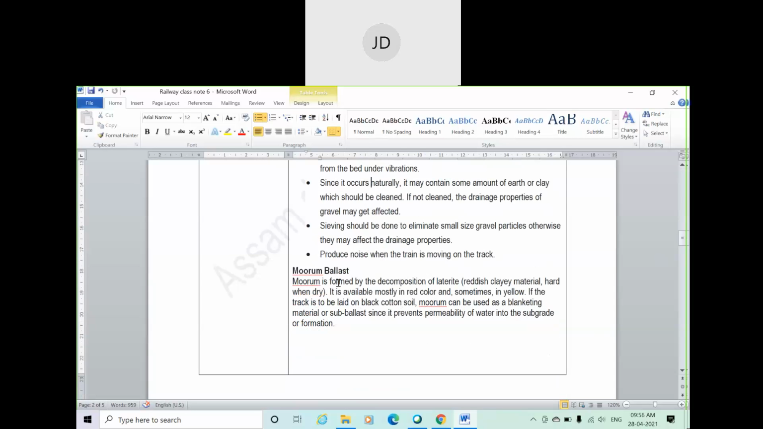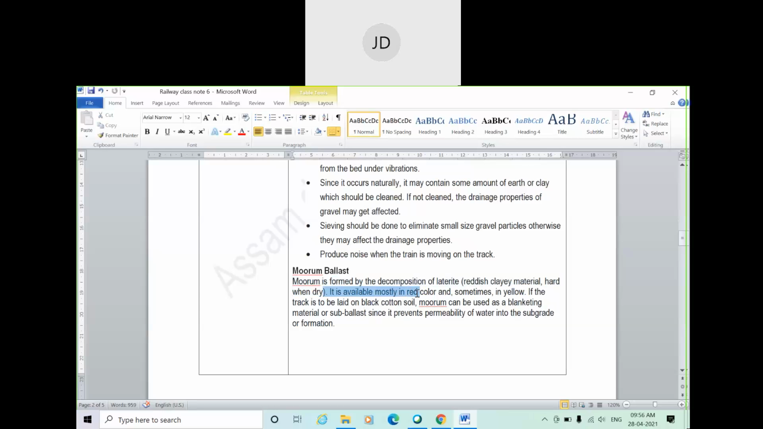Okay, another one is there, morum ballast. So morum is formed by decomposition of laterite or reddish clay material, or hard when dry. Reddish clay material means the usual soil we can find in hilly areas. In the Northeast, you can see the laterite, reddish laterite soil. They are also known as morum soil here. You can see.